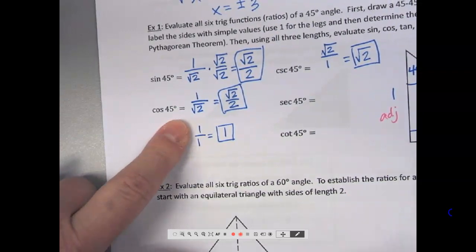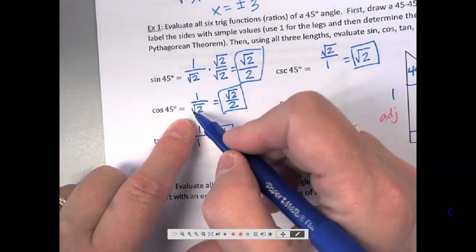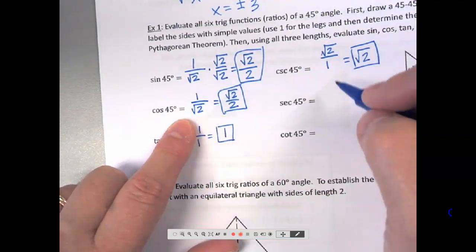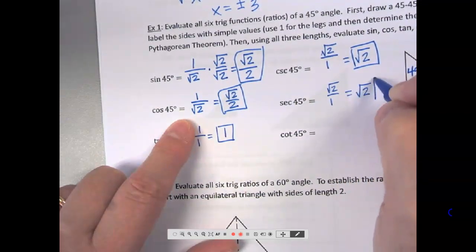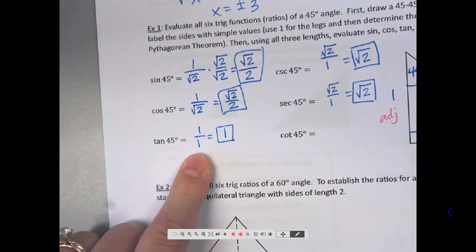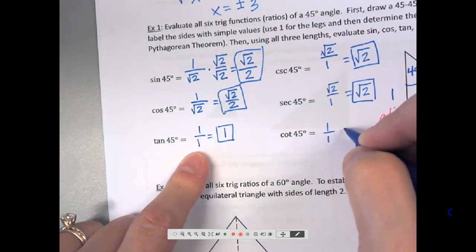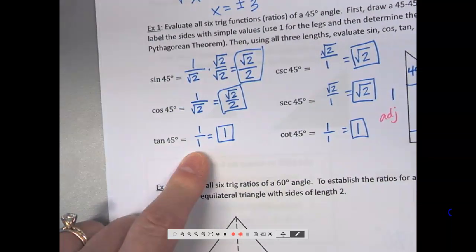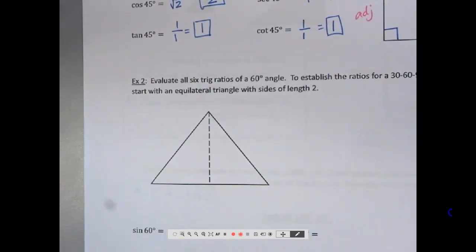Okay. Secant is the reciprocal of cosine. Well, let's do the same thing. I'm going to switch the hypotenuse and the adjacent, make it square root of 2 over 1, which is square root of 2. And then what's the reciprocal of 1? Yeah, 1 over 1 is still 1. Question? All right. John's good. How about the rest of us? Are we good? Okay. All right.